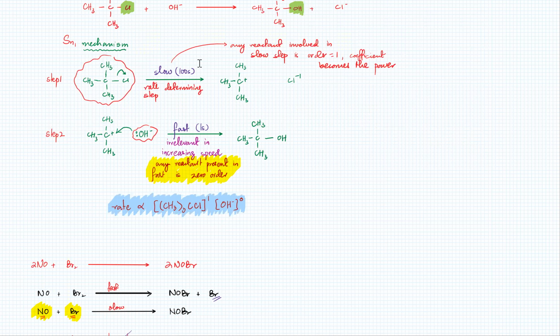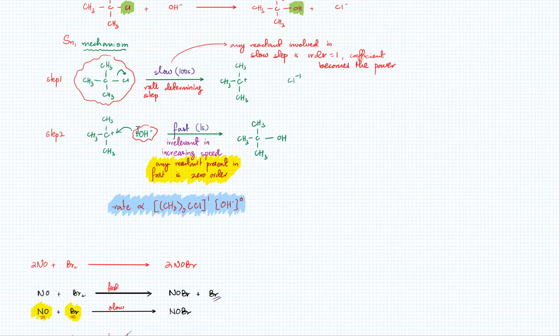Yes, sir. So if you increase the concentration of OH ion, pretty much nothing would happen to the overall speed of the reaction. Why? If you increase the OH ion concentration, that 1 second step will speed up. But that is not what will affect the overall speed of the reaction, because it will still remain approximately 101, right? So what is the order of OH? It is 0, meaning it does not affect the rate of the reaction. Is that clear?